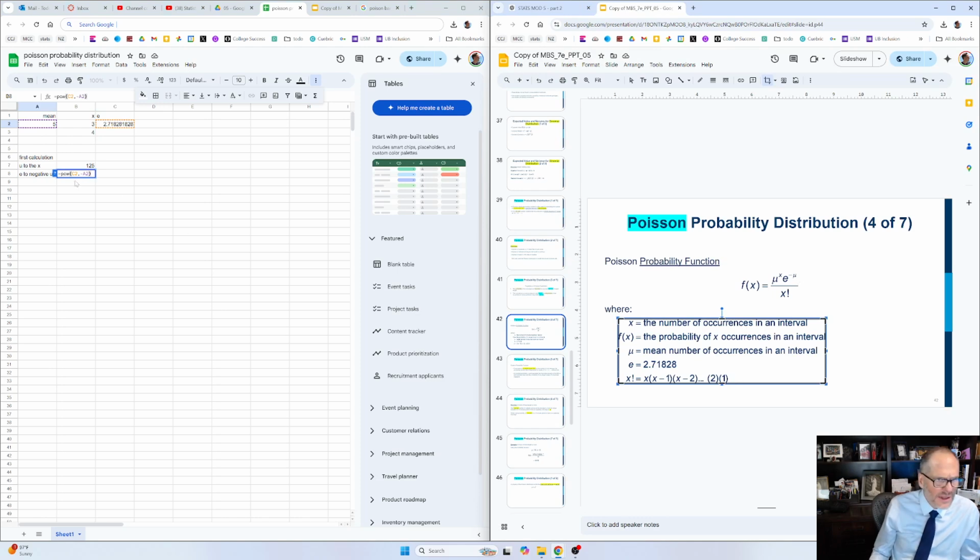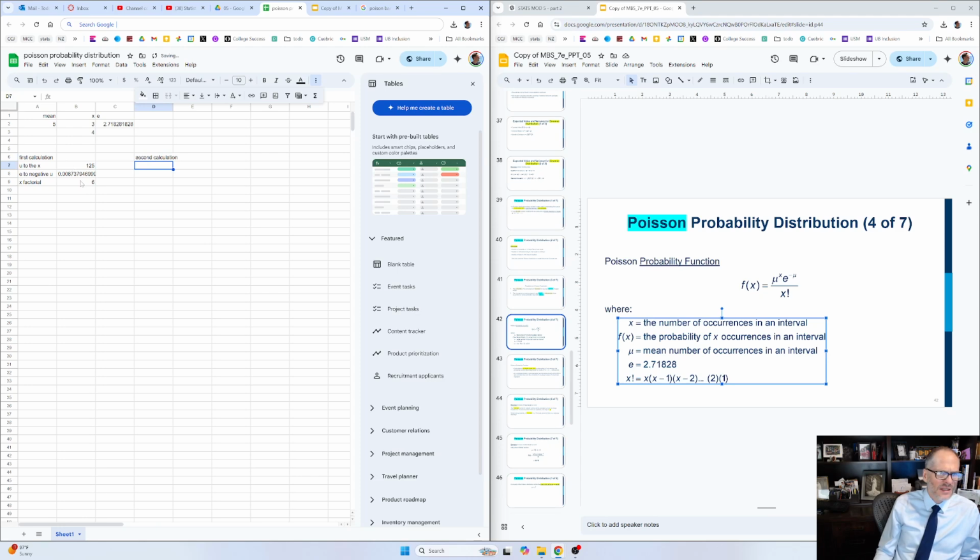So here we have e, which is C2, to the negative mean, which is 5, and that's our mu. So we're going to put that there. Whoops, I'm on the wrong one. Oh yeah, there, calculated. And then we need x factorial. So x factorial is going to be equal to factorial, so factorial of a number, and we want to do factorial of that. And then we have that. And then I'm going to do a second calculation here.